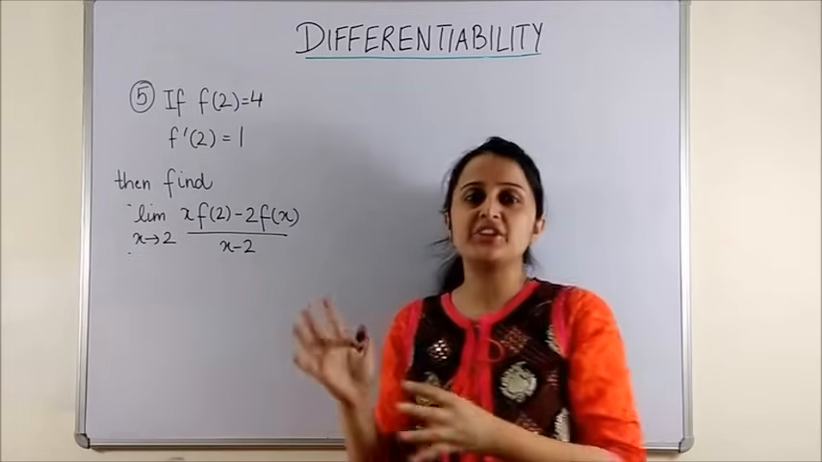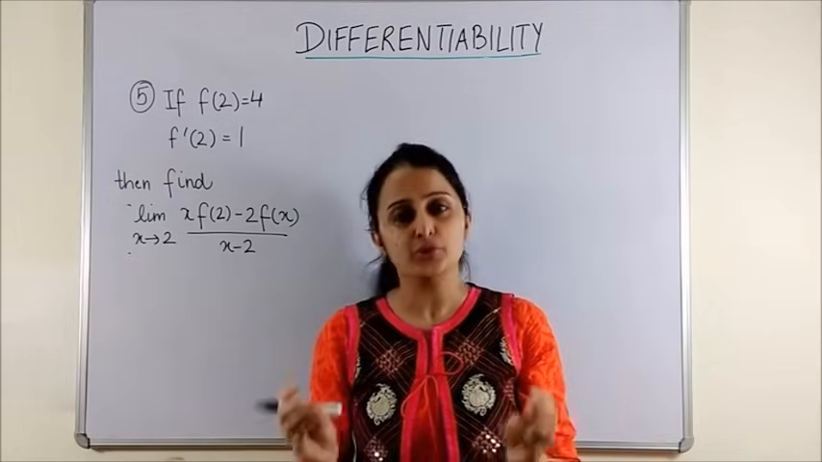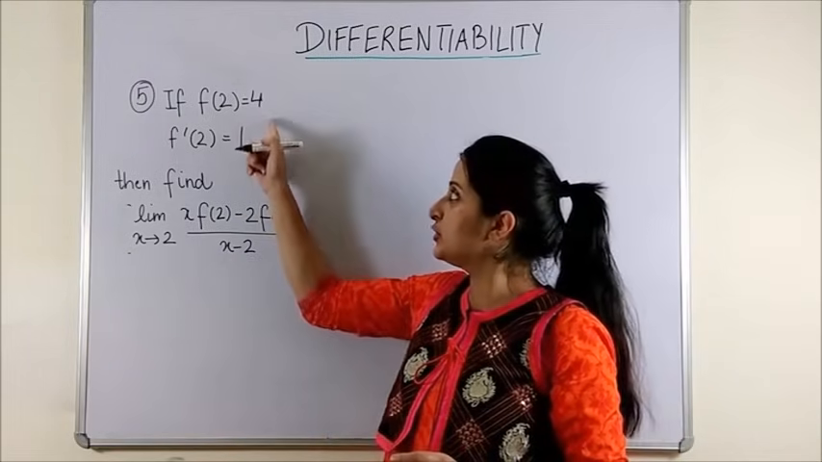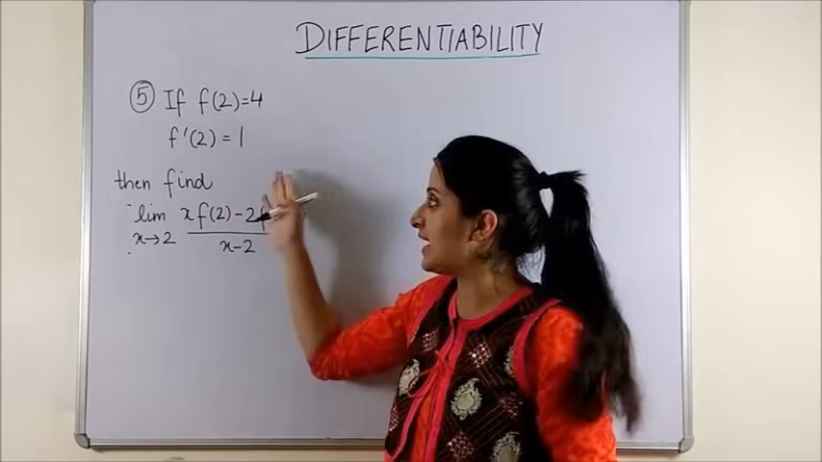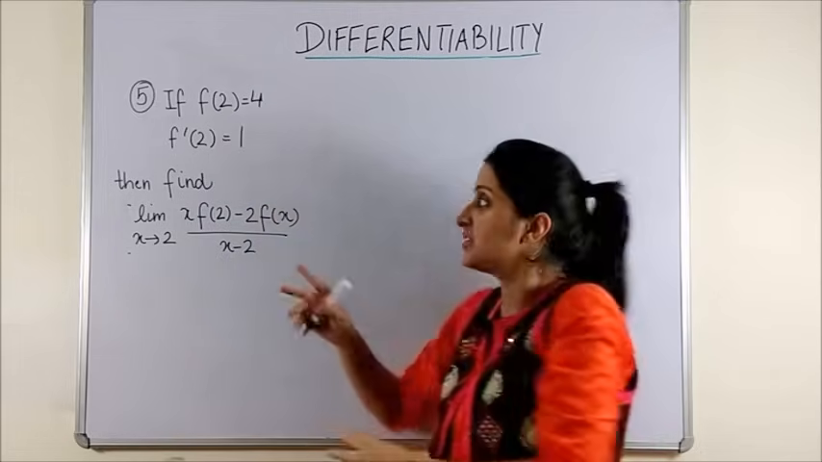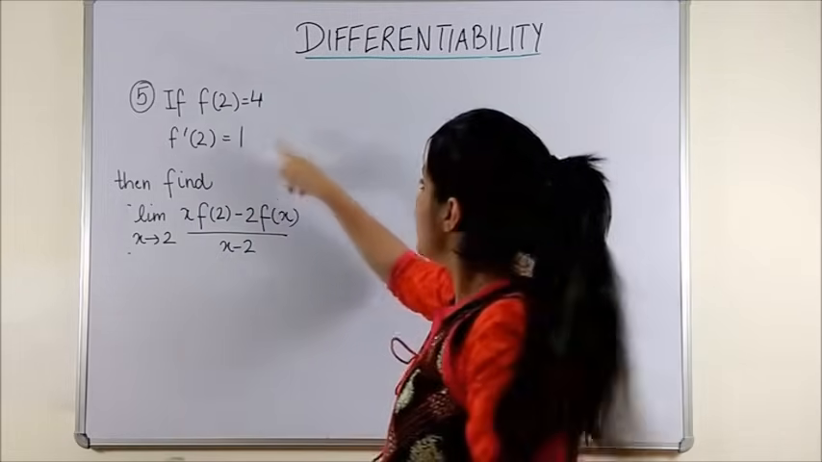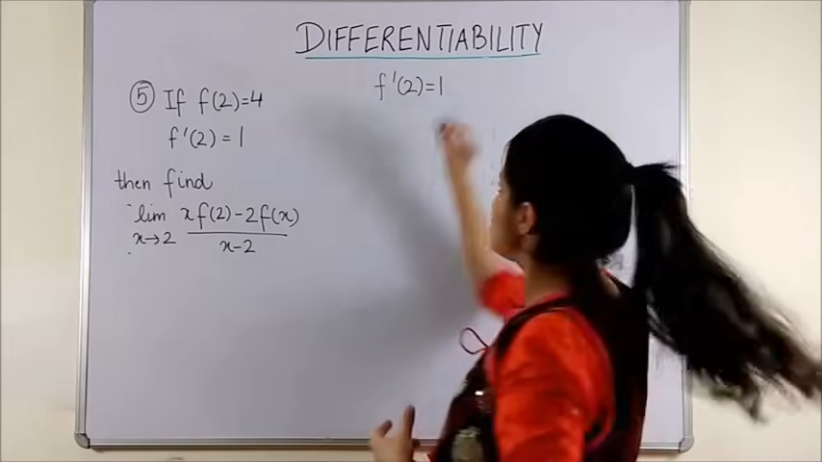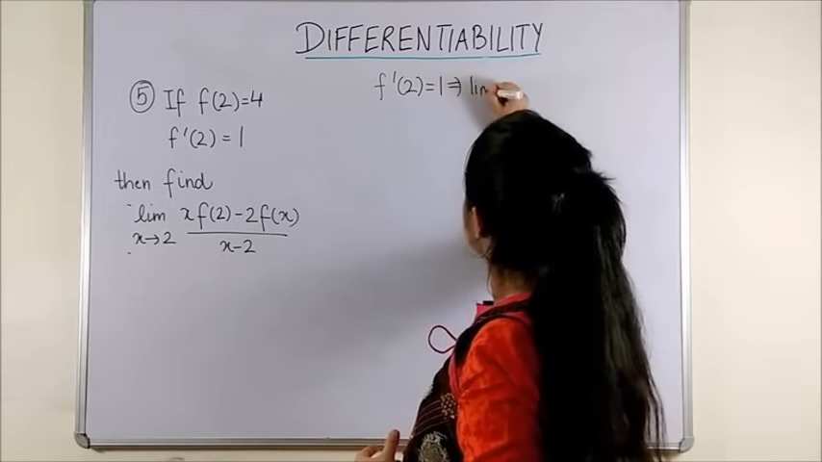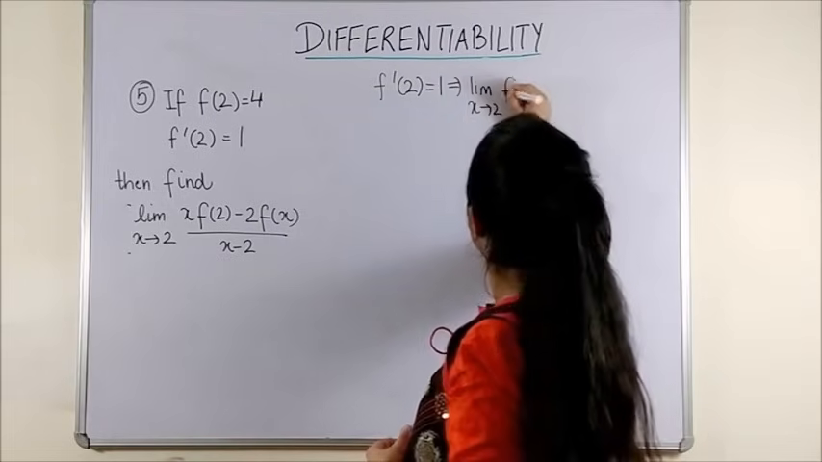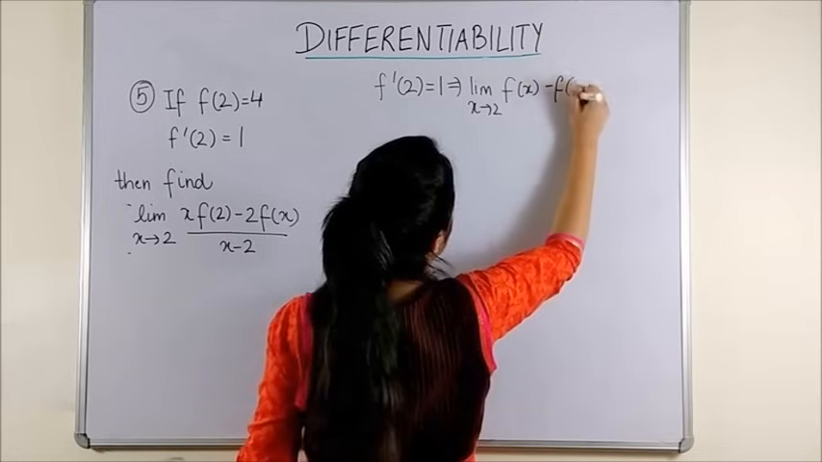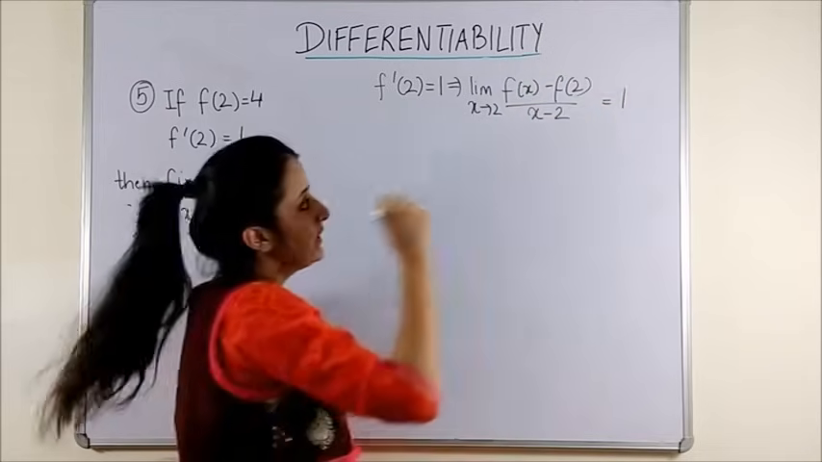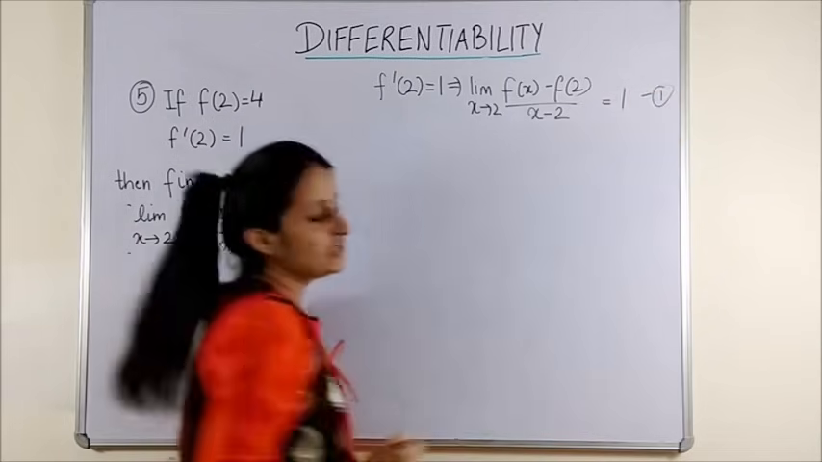The fifth question is a deviation from the usual kind of questions asked. You are given f of 2 is 4, f dash 2 is 1, and you have to find this expression. Let's get started. Your f dash 2 is equal to 1. So we apply the basic definition and say limit x tending to 2, f x minus f of 2 upon x minus 2 should be equal to 1. Let's mark this as one of the equations.